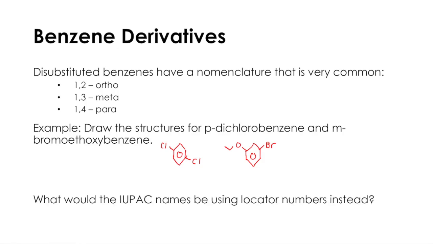So how would I name these using the original IUPAC names? Ortho, meta, para are not IUPAC nomenclature. Benzene is, but these designations are actually just so common that it's useful to know them. So how would we name them in IUPAC nomenclature? We would just substitute the p in this name with what it means, 1,4. And so we would call it 1,4-dichlorobenzene.